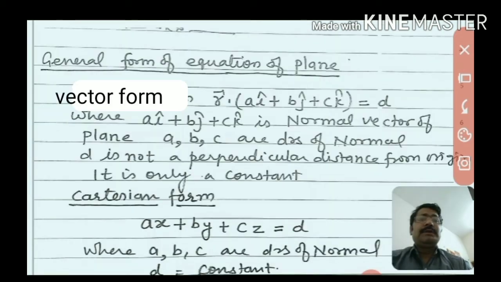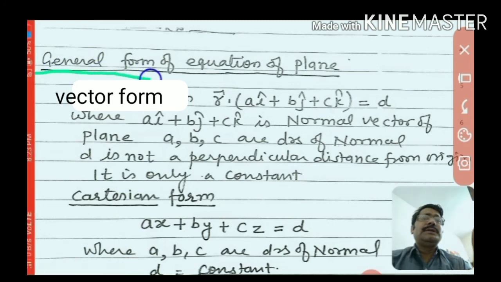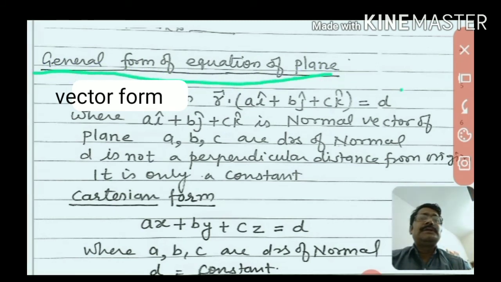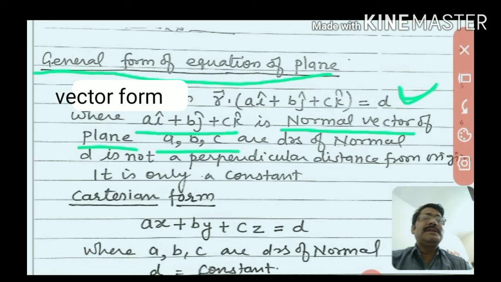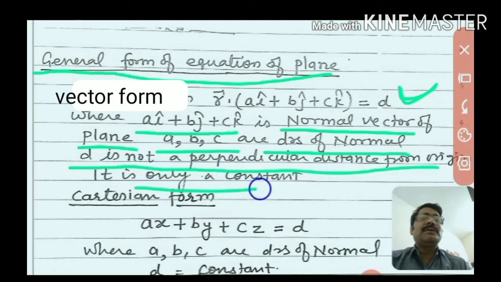Look here all of you, the general form of the equation of a plane. The vector form is r dot a i cap plus b j cap plus c k cap equal to d. This is the normal form of the plane, where a i cap plus b j cap plus c k cap is the normal vector of the plane, and a, b, c are the direction ratios of the normal. Here d is not a perpendicular distance from the origin. Look here, it is only a constant.